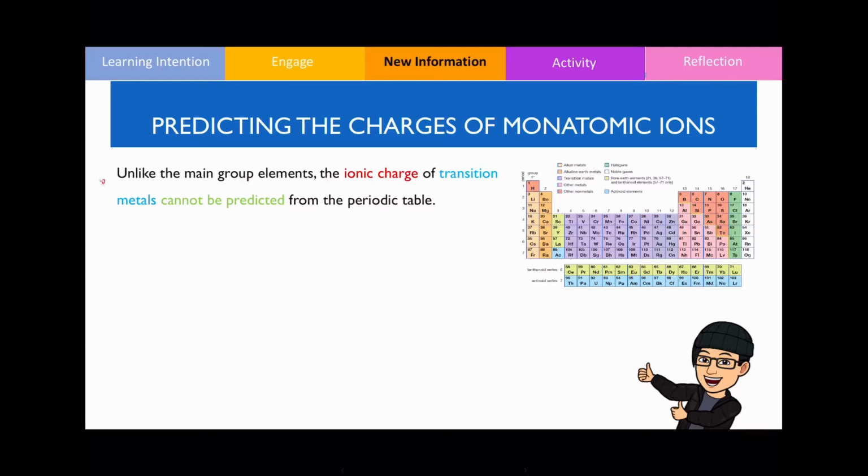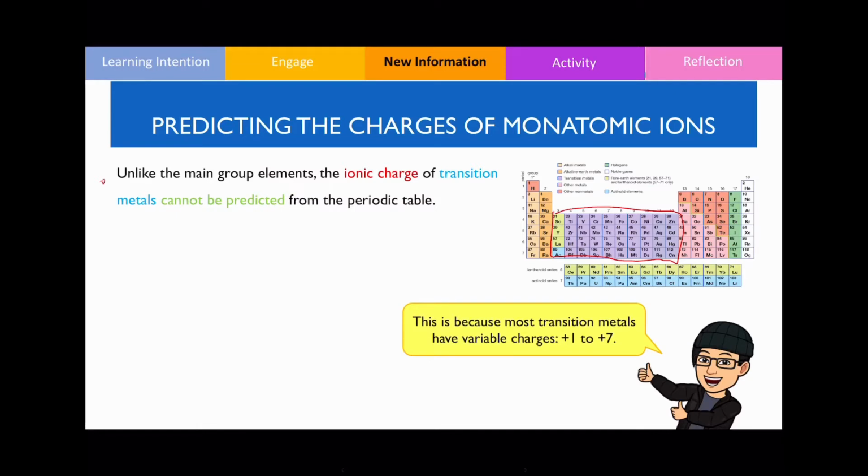One of the reasons why this is the case is that these transition metals can have more than one charge. So it could have a +1 charge, a +2, +3, +4, and it could range up to +7, but the most common one is going to be +2. It is this variable charge that makes the transition metals behave so differently compared to all the other groups of elements. Because transition metals have varying ionic charges, there is no way for you to predict the ionic charge of a transition metal.